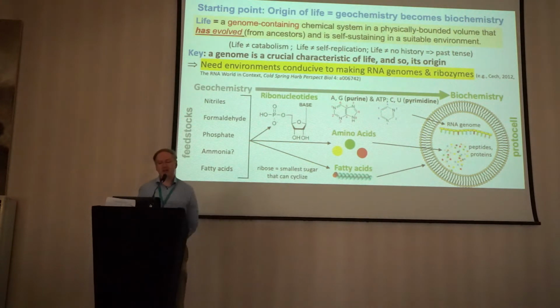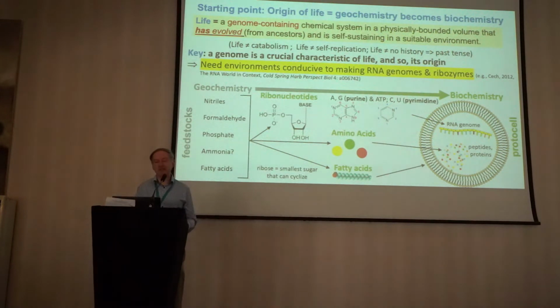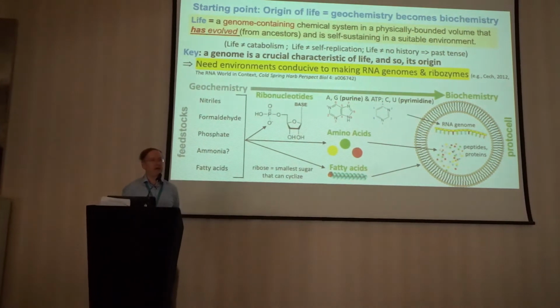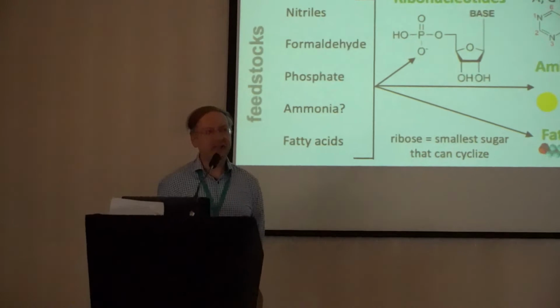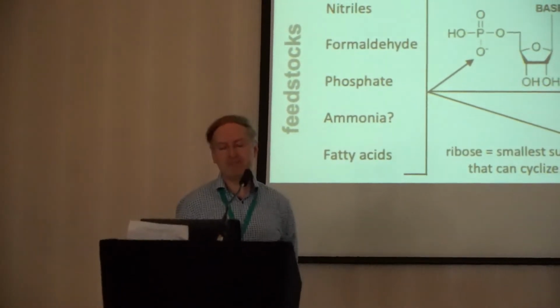And also, I've emphasized genome in red here, because genome is a crucial characteristic of life. Many things have some sort of metabolism, like a fire or a car, but they don't have a genome, they're not alive. So we need environments that are conducive to making genomes, and in particular, there are reasons to think that RNA genome came before a DNA genome, and in particular RNA can be catalytic, a ribozyme.